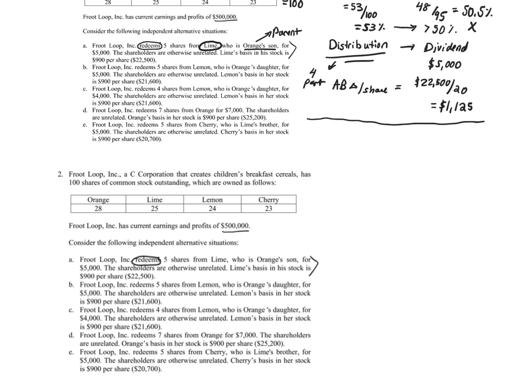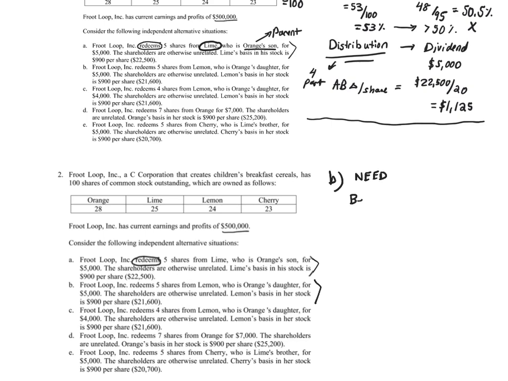Okay, now we're going to do B. In B, we're told that 5 shares are redeemed from Lemon, who is Orange's daughter, for $5,000. So now we're looking at Lemon and Orange together. Again, each situation is separate. So we do the same thing we just did in A. Remember, we're doing NEED.